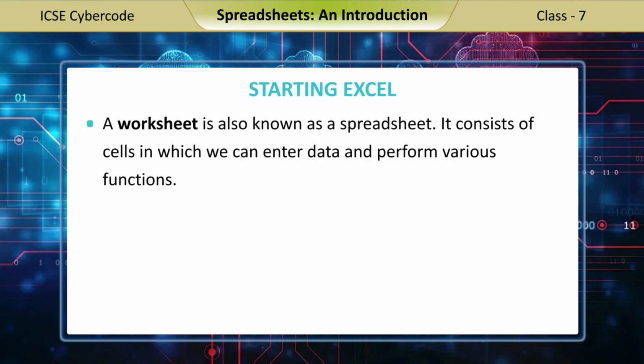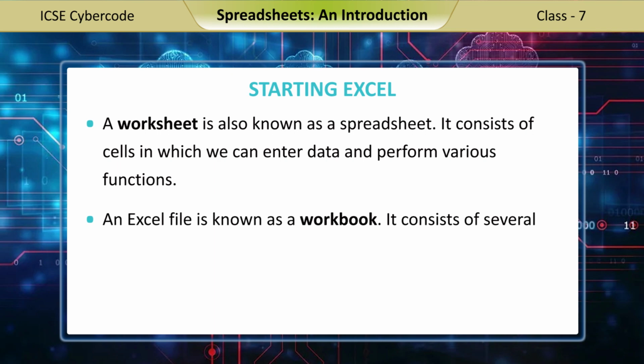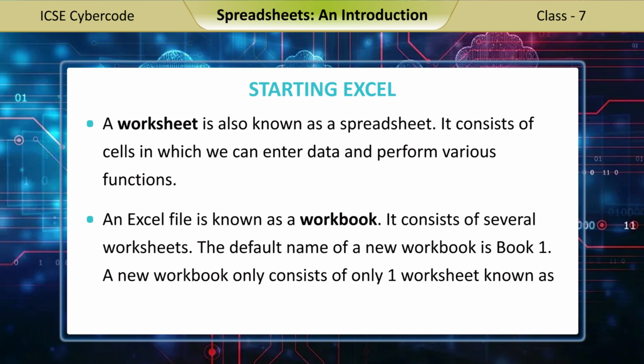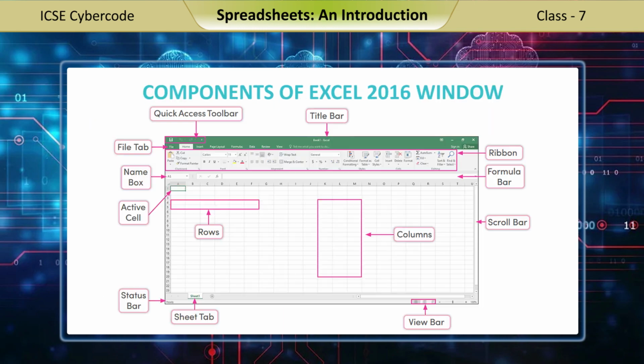A worksheet is also known as a spreadsheet. It consists of cells in which we can enter data and perform various functions. An Excel file is known as a workbook. It consists of several worksheets. The default name of a new workbook is Book 1. A new workbook consists of only one worksheet, known as Sheet 1. Components of the Excel 2016 window.